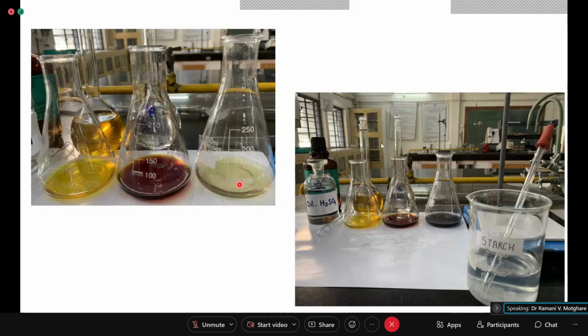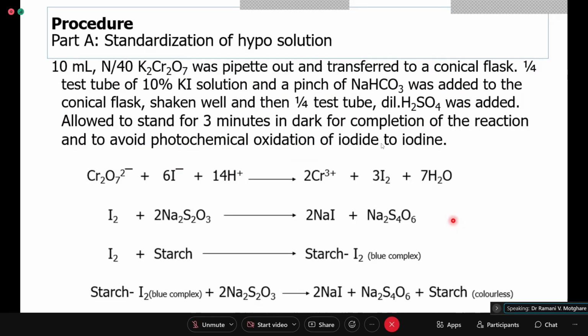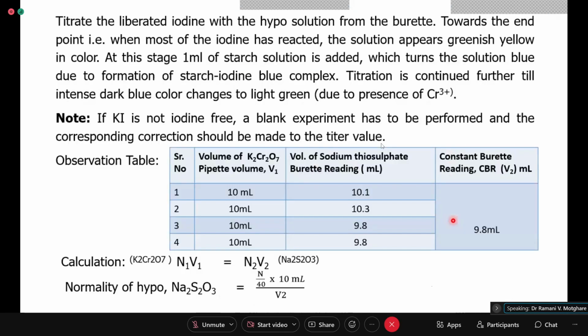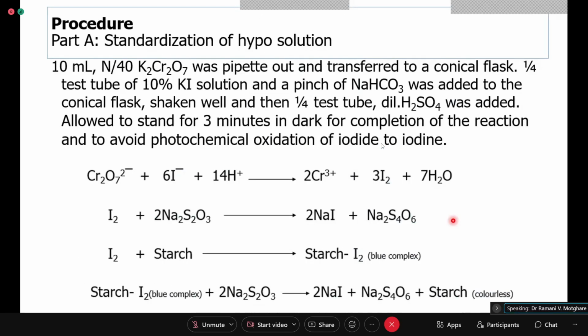Now when this became pale, you are then adding starch to this. So when you add starch, it becomes blue like this, and then you titrate with it. You get formation of light blue colored solution. Are you getting what I am saying?